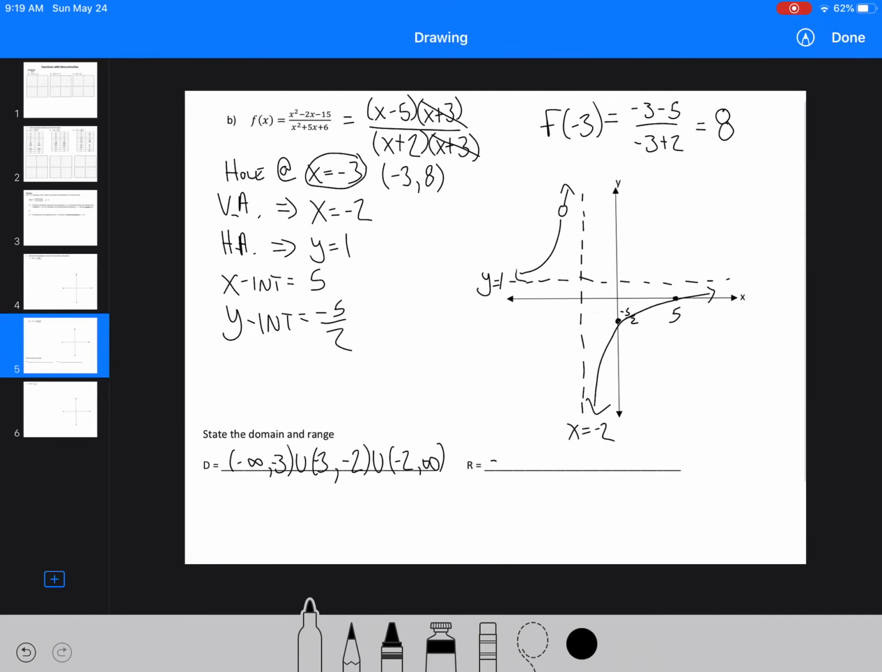Now our range, we're going to do something similar. We're going to have negative infinity to 1, not including it, 1 to 8, and 8 to infinity. So we're including our asymptotes and our holes when we're looking at domain and range.